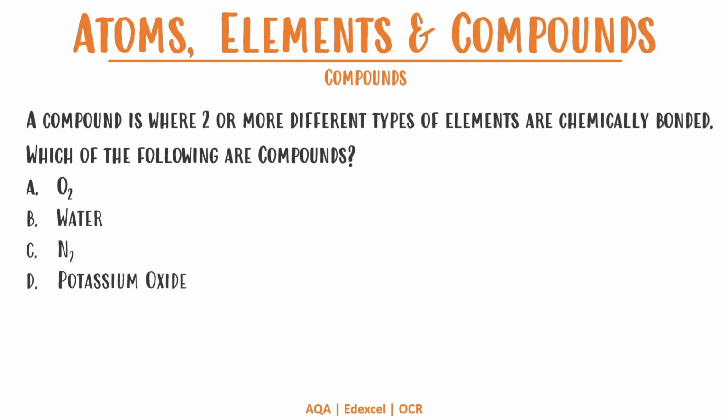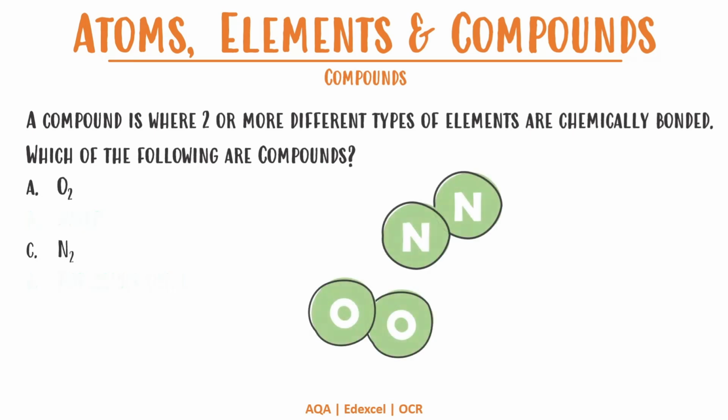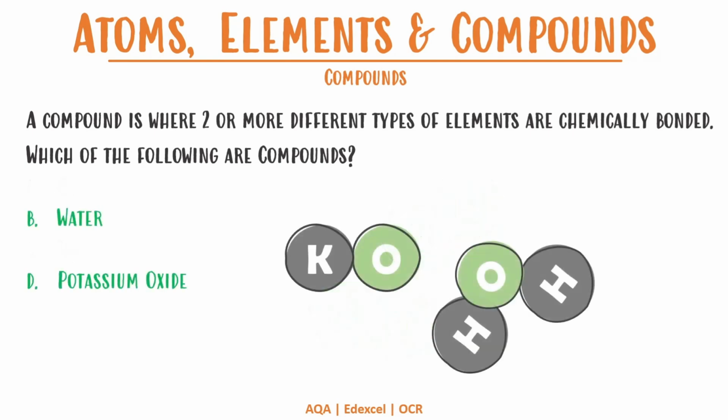Welcome back. Let's have a look at the answers. Water and potassium oxide are compounds. So, nitrogen and oxygen, we've had a look at these examples before, where they are only made up of one type of atom, so they cannot be compounds. They are elements. Whilst again, B and D, potassium oxide, there are two different types of atoms here, and they are chemically bonded together. This is our ionic compounds, which we'll have a look at in a future video. And then we've got water, H2O. Again, two different types of atoms, and they are chemically bonded.